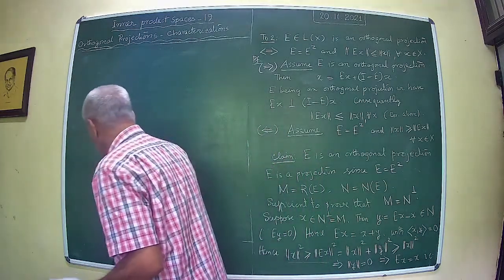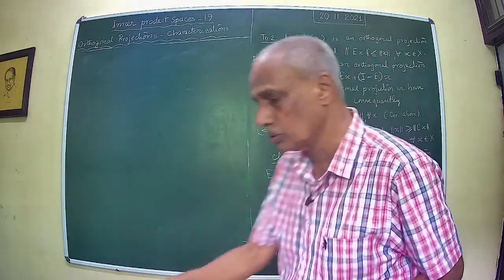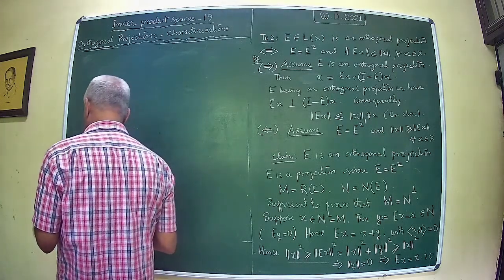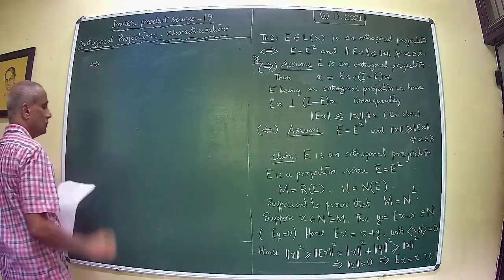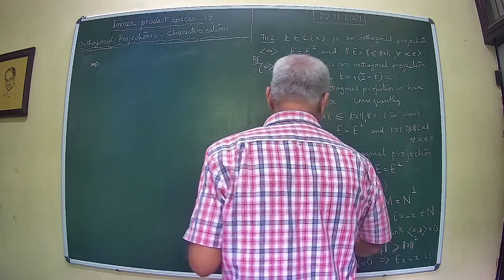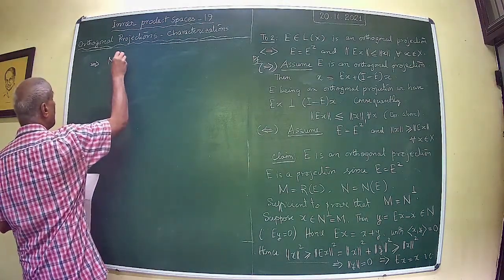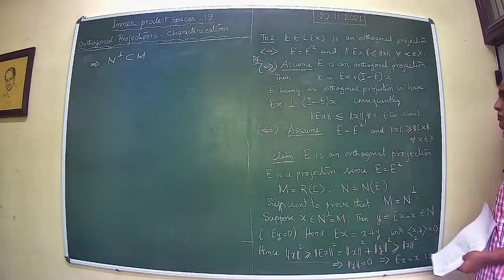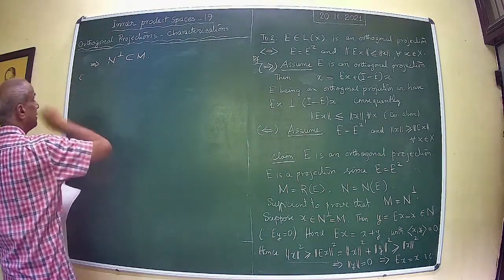So we have that this shows that y equal to 0, therefore Ex equal to x, which implies, since we started with an x belonging to N perp, that x belongs to M. So what we have is that N perp is contained in M. Conversely, we want to show that actually N perp is equal to M.